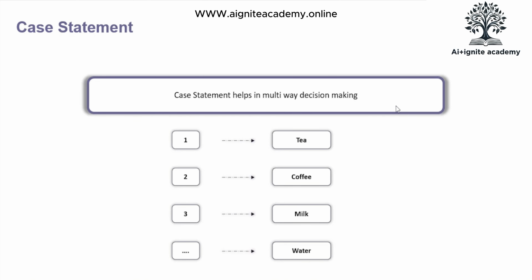Let's say there are 10 buttons starting from 1 to 10. So if the person selects 1, then he wants tea. If he selects 2, then he wants to order coffee. Similarly, if he selects 3, then he wants milk. And for any other case, the person will order water. So this is basically how the case statement works. So the case statement goes through conditions and returns a value when the first condition is met.